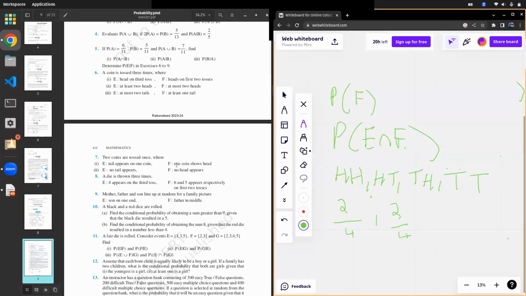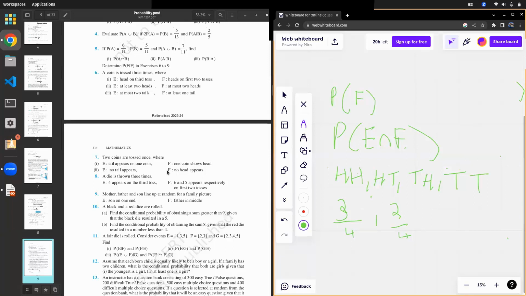Here in F it is given that one coin shows head. That implies at least one coin should show head. So I think the probability of F will be 3 by 4, and then 2 by 4. So we'll see the second part.